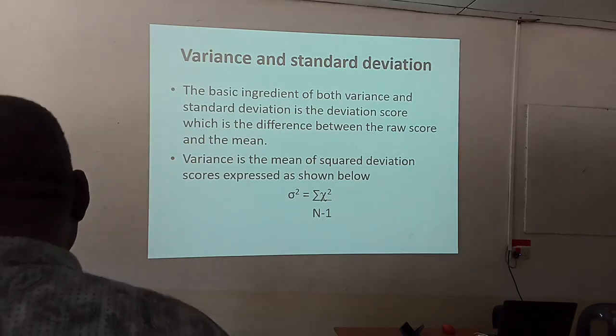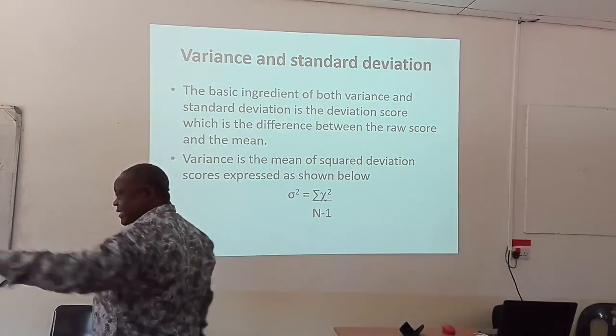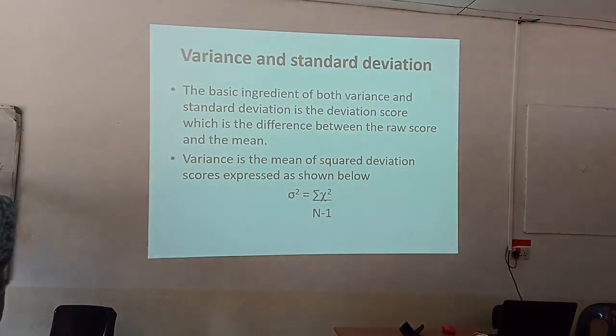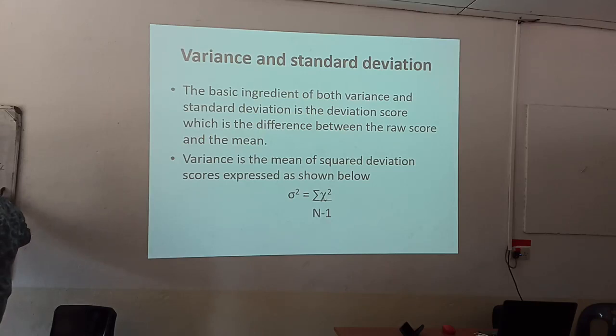Her question is about what she has done. She has computed minus 9.4 times minus 9.4 and has got an answer. 26.6 times 26.6, she has got an answer. And the question she's asking is, are those the variances? No. Those are squared deviation scores.